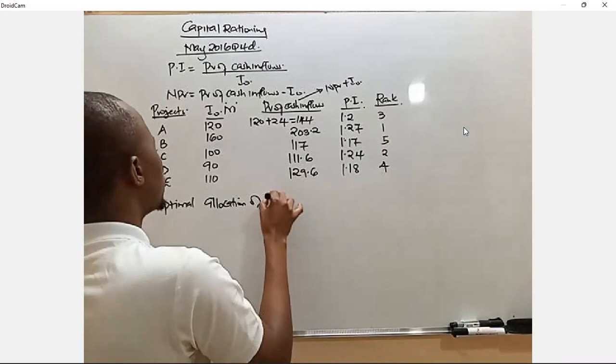The project based on the ranking. So the best project for us is B. We have the second, which is D. So for example, let me start with the initial.